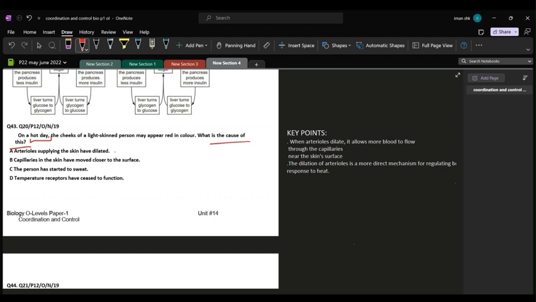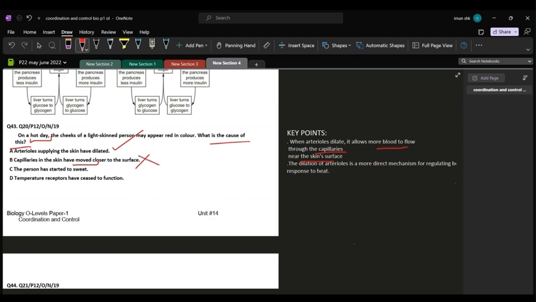For example, the arterioles dilate, which in turn makes the blood flow more towards the capillaries which are already present near the skin surface. So remember, the capillaries do not move. The word move is wrong here. They're already present closer to the skin surface. So this cannot be our option.